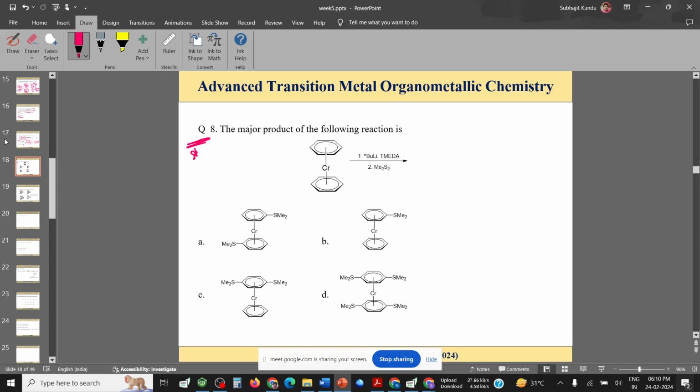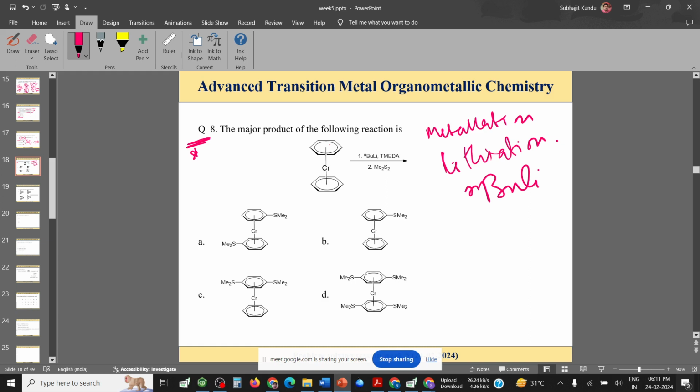But in the presence of these conditions, that is butyl lithium, TMEDA, and Me2H2, this process is called lithiation or metallation, particularly lithiation when we are using N-butyl lithium. So this is the N-butyl lithium. When we have the N-butyl lithium, we have the lithiation procedure. This is called the lithiation procedure.